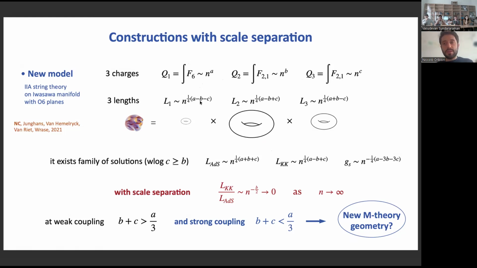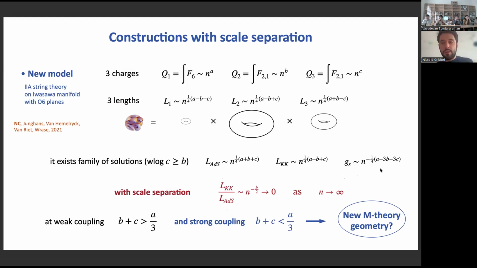And then you can just do a scaling analysis. Here I'm already reporting the results. There are 3 arbitrary parameters, A, B, and C. And here I'm reporting how the AdS scale scales with these parameters and with the power of n, the KK scale, and the string coupling. You can take the ratio, and you see that if B is positive, which has to be because of flux quantization, then this ratio is going to 0. But you can put any value of B you like, actually. So it's a larger class of models than the one I showed you before.